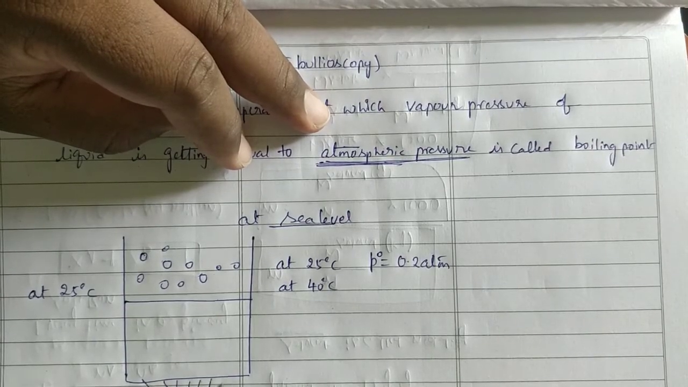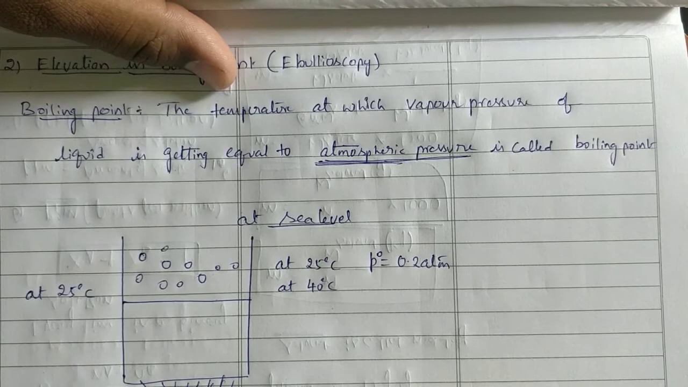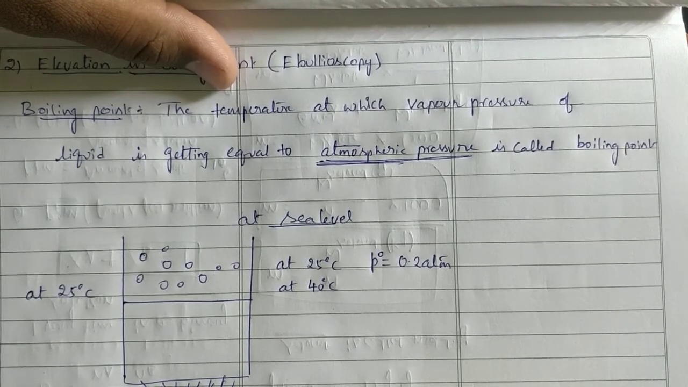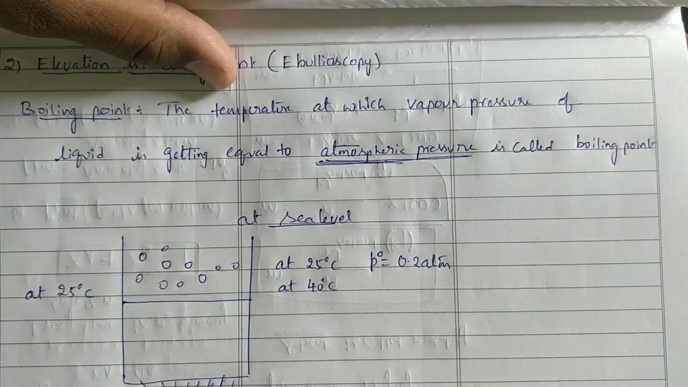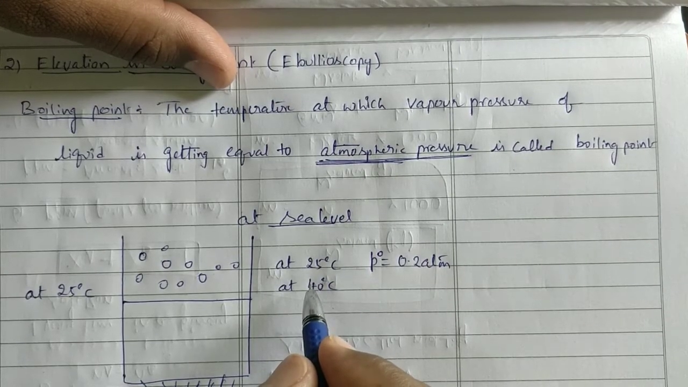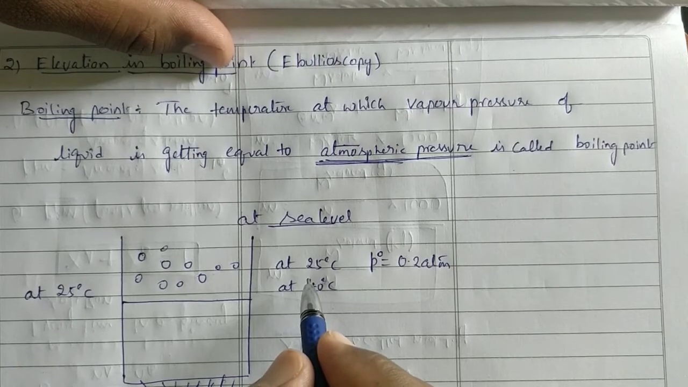I am going to heat this container. When temperature is going to be increased, what happens to the number of molecules? It increases. Then a new equilibrium is established. When temperature is constant at 40 degrees centigrade, again a new equilibrium is established, because the rate of forward reaction increases.